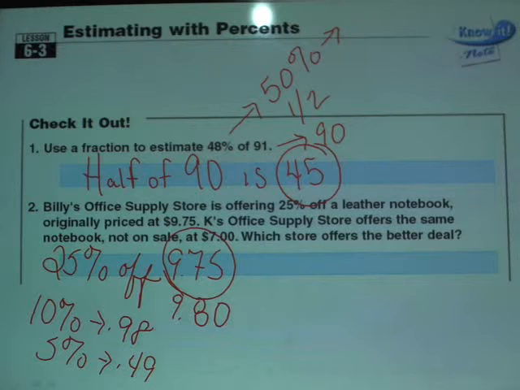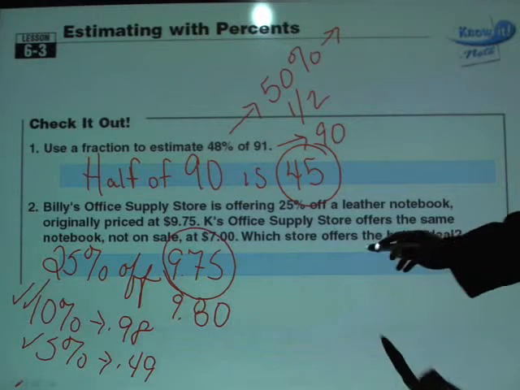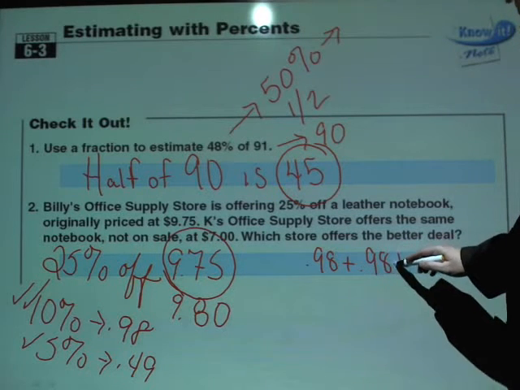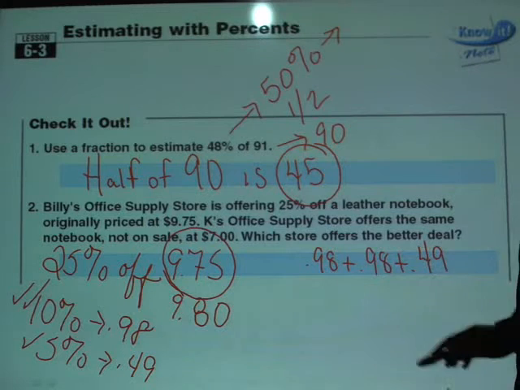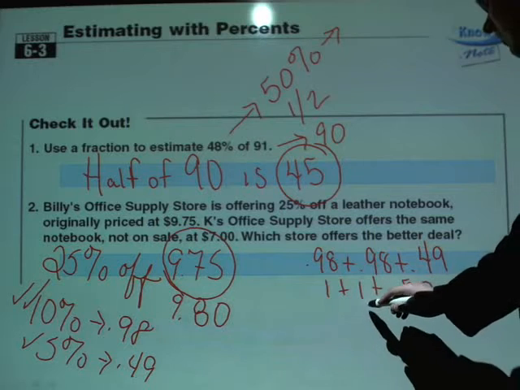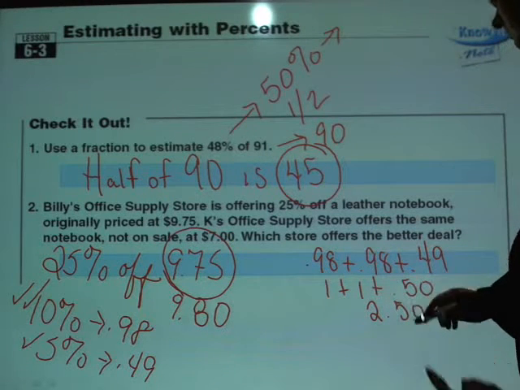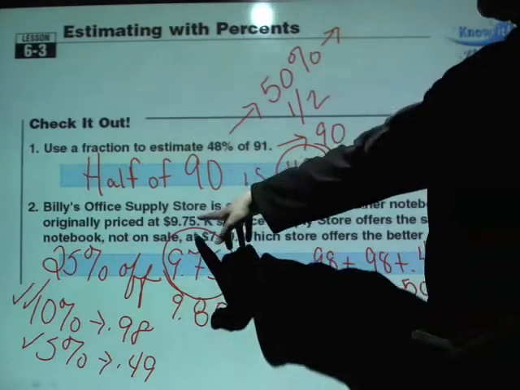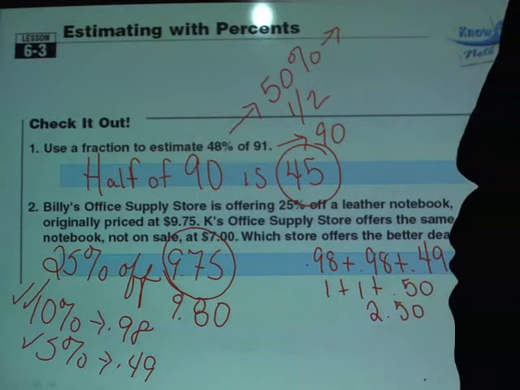Alright, so if I'm finding 25% here now, I'm finding 10% twice, which will get me to 20%, and then 5% once, which will get me to 25%. So that's going to be a discount of 98 cents and 98 cents and 49 cents. And luckily, because those are so close, we're going to get away with a little bit of rounding here. I'm going to round that to a buck and 50 cents. And so, in other words, my discount's about $2.50.